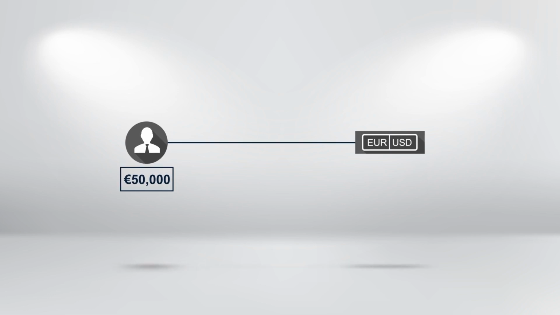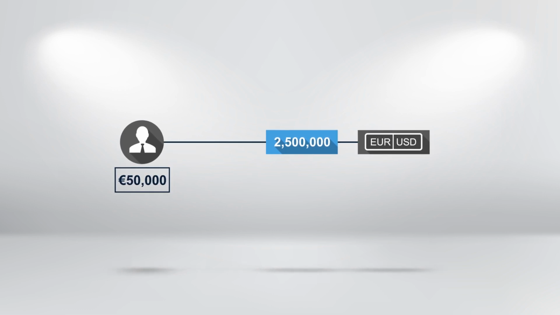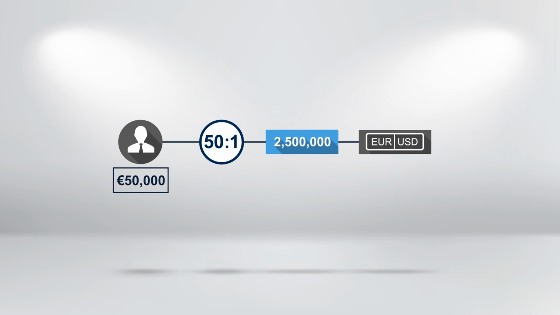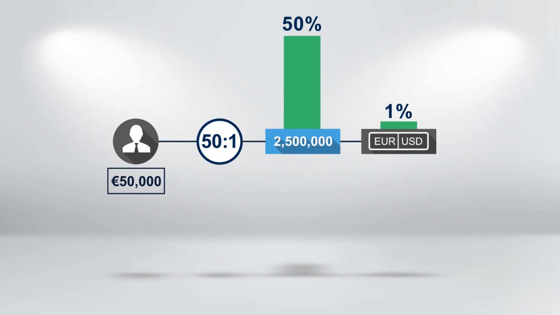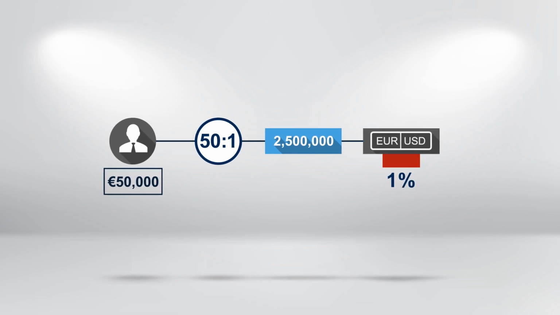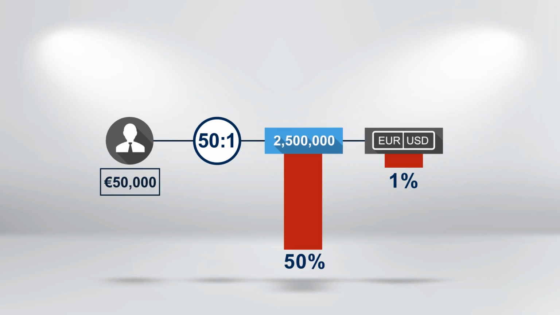Trader B also holds 50,000 euros, but is more aggressive and therefore buys 2.5 million euro dollar. Trader B has now leveraged his trade 50-to-1. If euro dollar goes up 1%, his trade will go up 50%. And conversely, if euro dollar goes down 1%, the net worth of this trade is down by 50%.